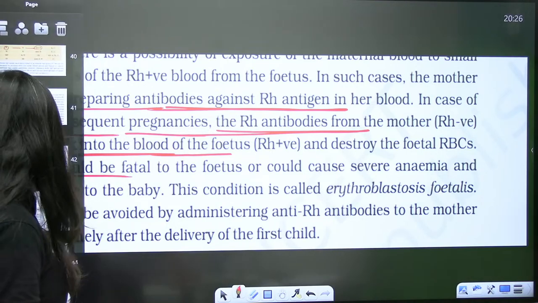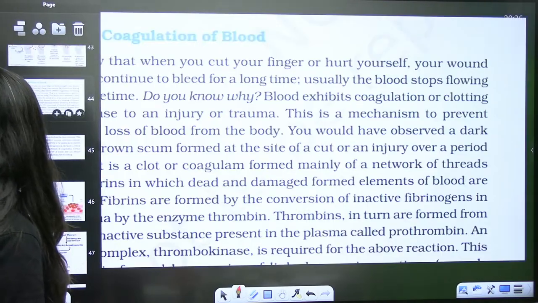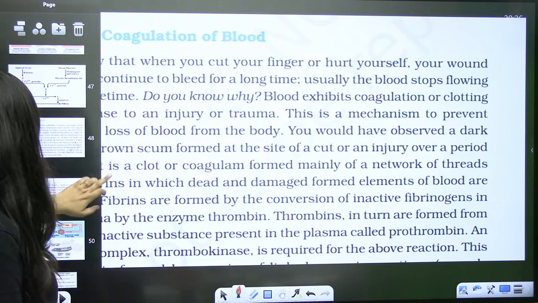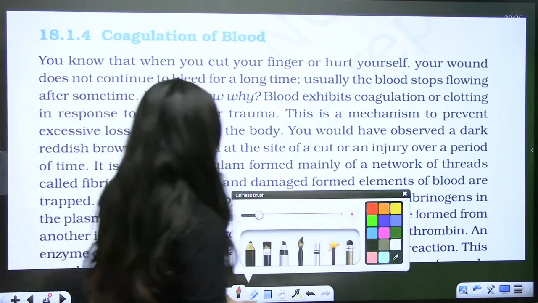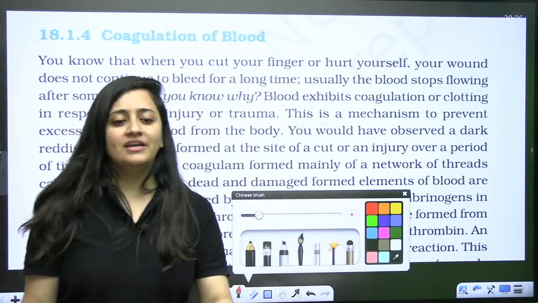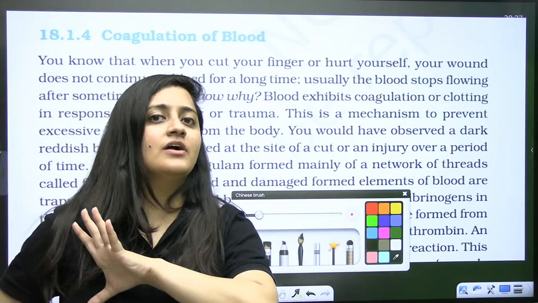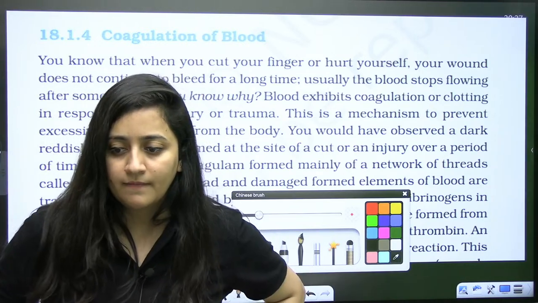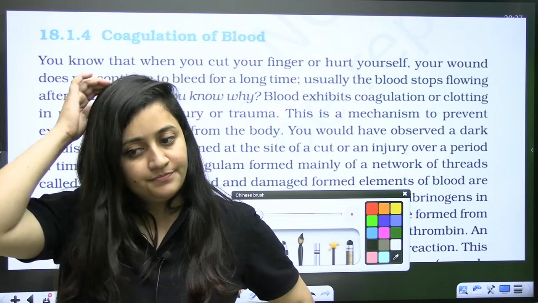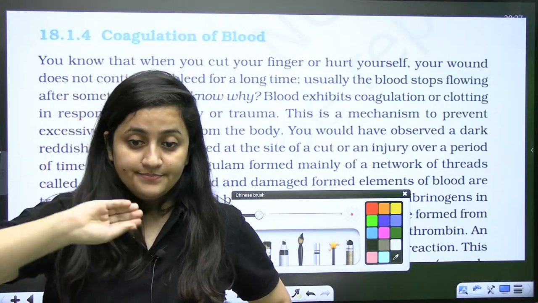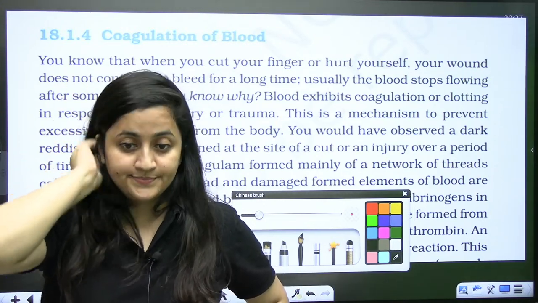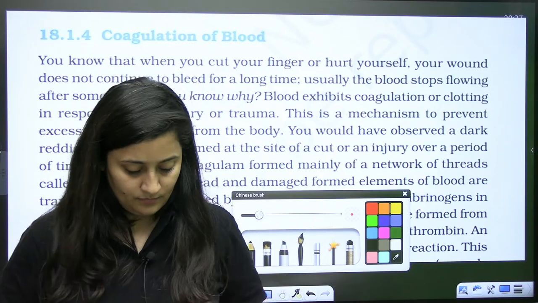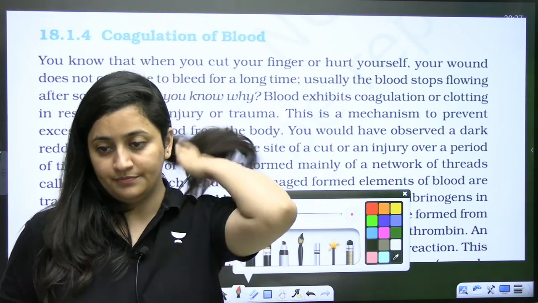Fine. Okay, so the next topic is blood coagulation, that is the clotting of blood. That's what we have to study. If there is any doubt related to the topic that we have covered so far, do let me know.